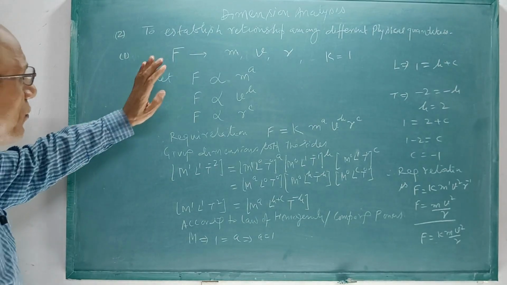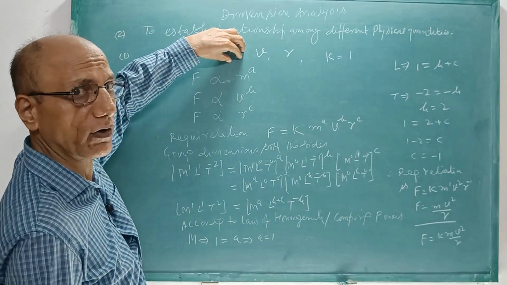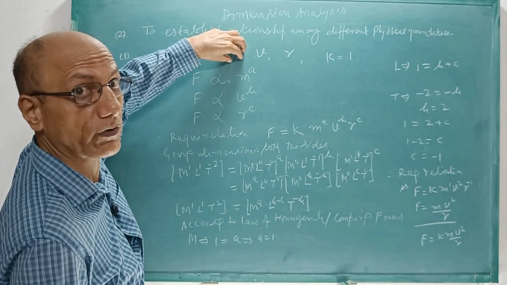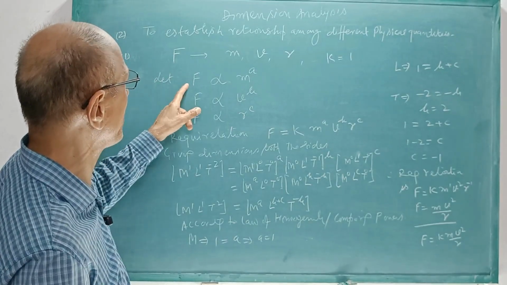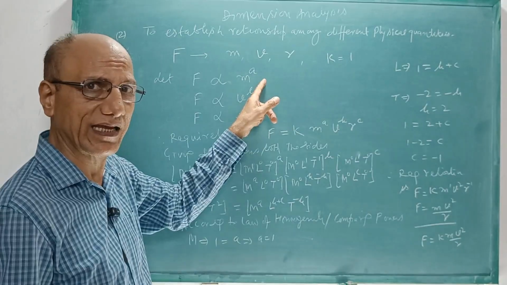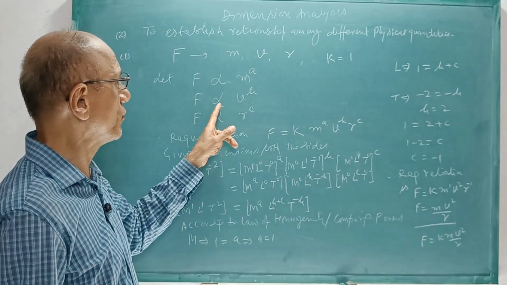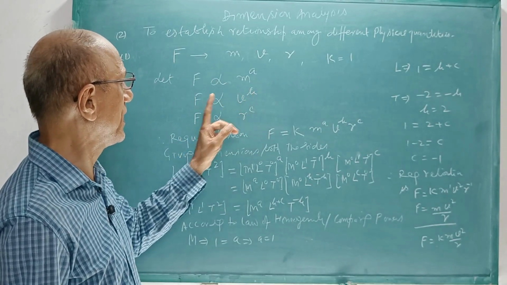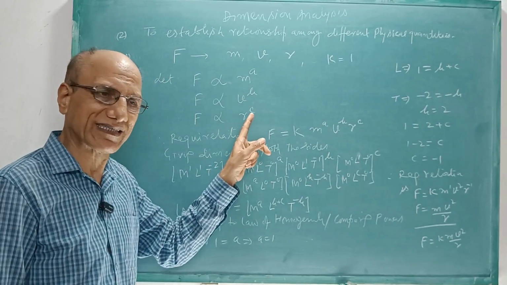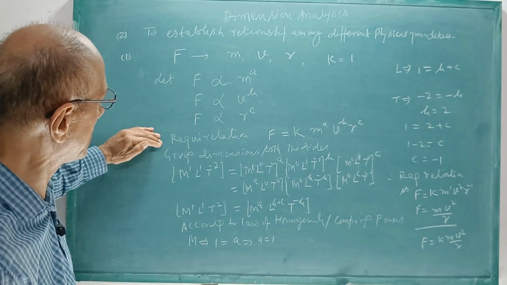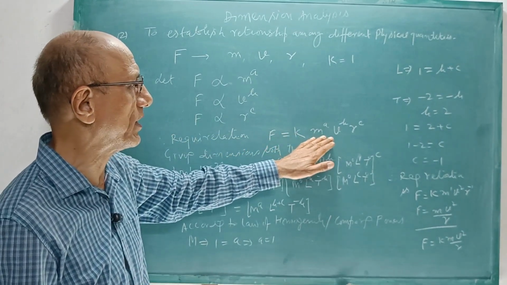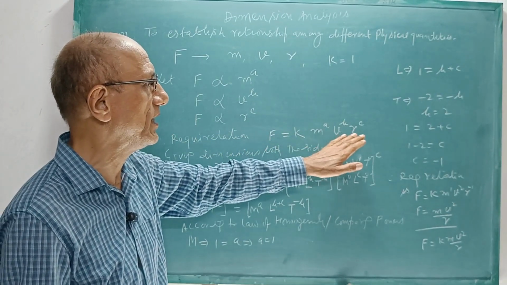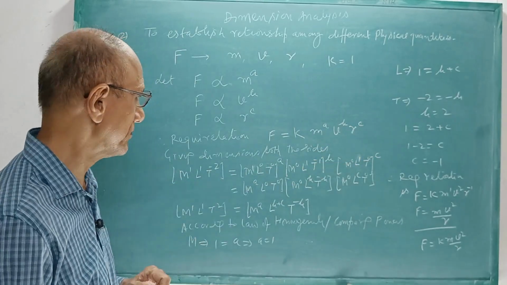So let us say we don't know whether it will be directly proportional or inversely proportional or through the square or under root, whatever it is, we don't know. So we'll say f is proportional to m raised to power a, f is proportional to v raised to power b, and f is proportional to r raised to power c. Therefore the required relation will become f is equal to k m raised to power a, v raised to power b, and r raised to power c.